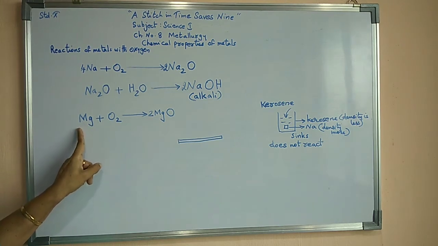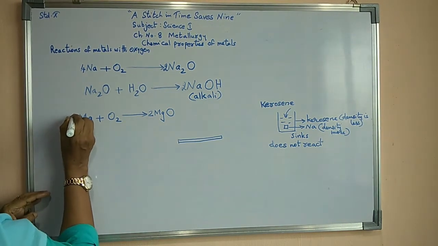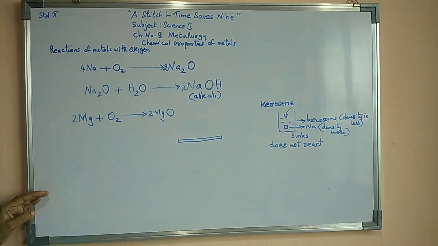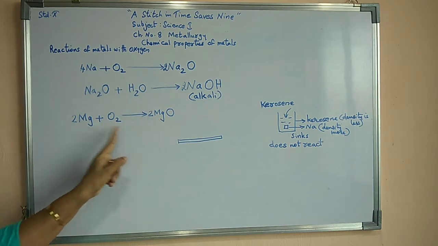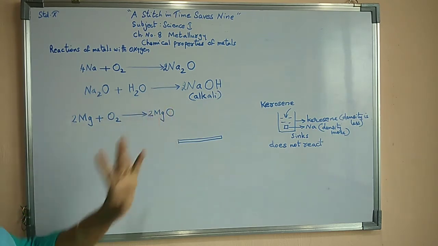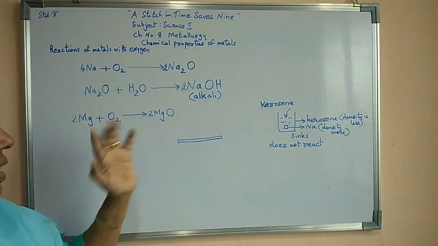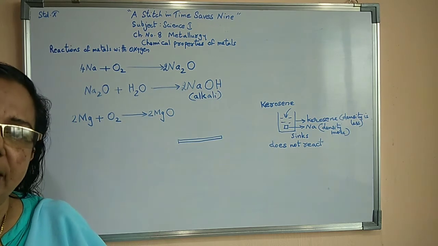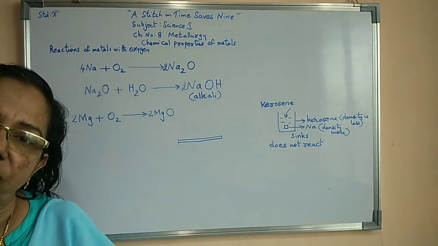Here Mg, magnesium, how many? 1. But on the other side Mg how many? 2. So I am writing here 2. So we can say now 2 Mg, here also 2 Mg, magnesium balanced. Oxygen here 2, here again oxygen 2. So the equation is balanced.